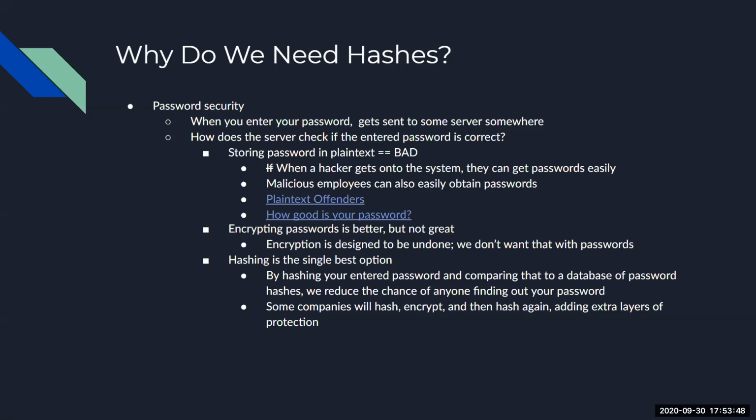Hashing is a type of encryption, but hashing is better than standard two-way encryption, where it can be decrypted. Hashing is a one-way encryption. So the only way to actually identify a hash is comparing hashes directly rather than decrypting the hash. And so that makes hashing the single best option for storing passwords on a database. And also some companies will hash, encrypt, and then hash again. So multi-layer hashing, which is also pretty good.